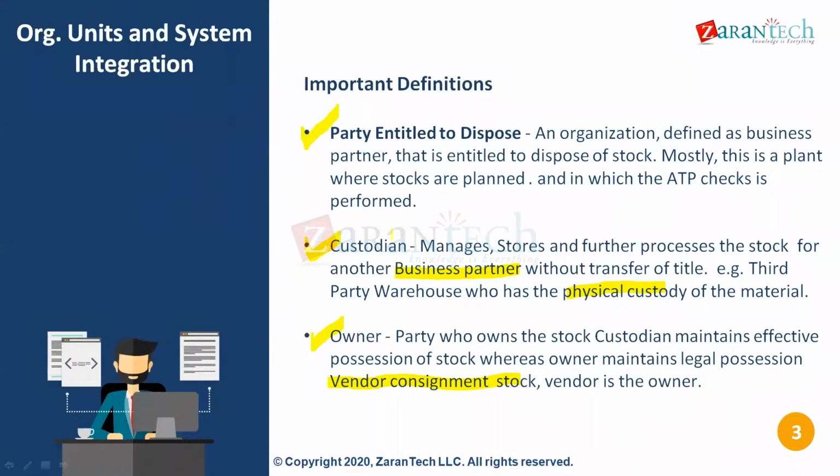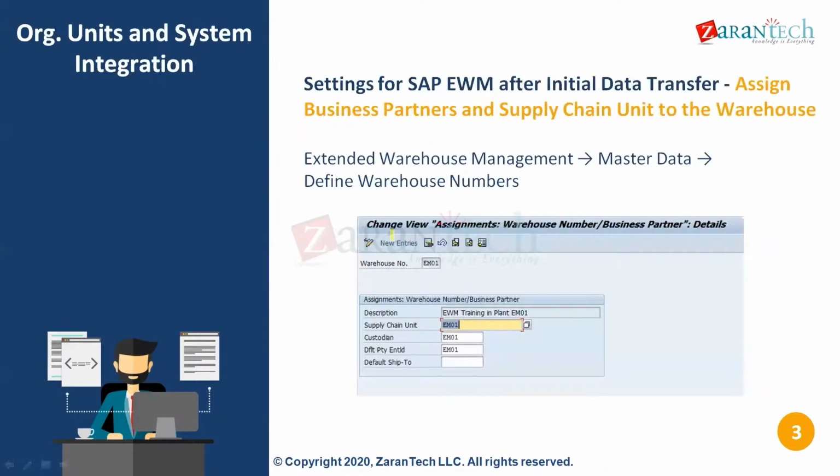Can you bring that screenshot, please? The screenshot where you have that custodian and everything in the config. Yeah, this one. Now, supply chain unit, custodian. Okay, here we don't have the owner. This is key: owner is taken by the process. That's why I told you. When you receive a vendor consignment material, the system, based on the movement type, is going to update your owner.